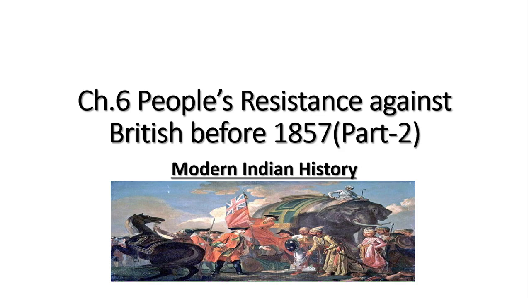Today we continue the journey of modern Indian history based on the book of Rajiv Ahir, chapter 6, People's Resistance Against British Before 1857, part 2.